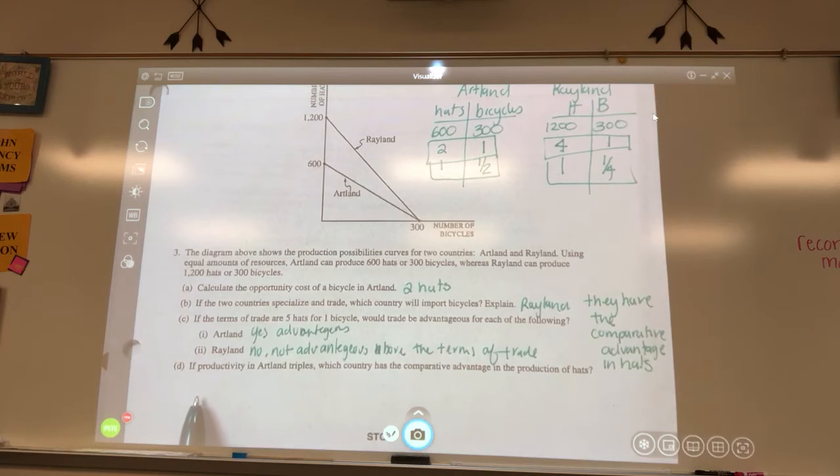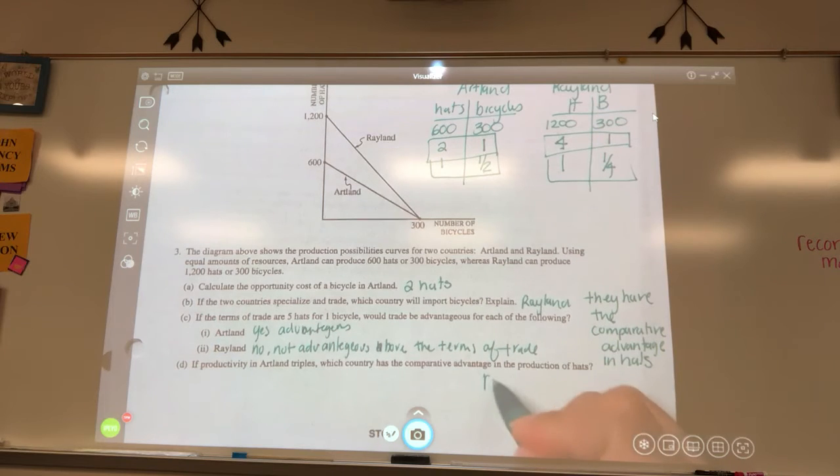D, if production in Artland triples, oh gosh, they're throwing you for a doozy. Which country has the comparative advantage in the production of hats? Raylan. Because what hasn't changed? The ratio is still the same. Didn't we see this in that last one?